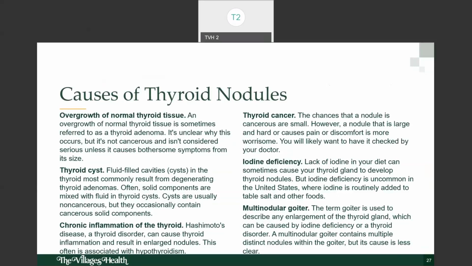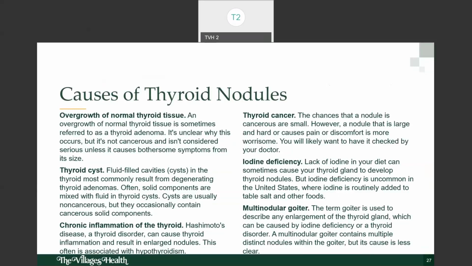So you may have Hashimoto's disease, you may have some multinodular goiter, so multiple nodules causing this enlargement, as well as a diagnosis of hypothyroidism. Thyroid cancer is also a cause that we could see of a thyroid nodule. The chances that a nodule is cancerous is actually very small, but a nodule that is large and hard, or causing some pain or discomfort, is more worrisome. So then you definitely want to have it checked out by your doctor to see what's going on.